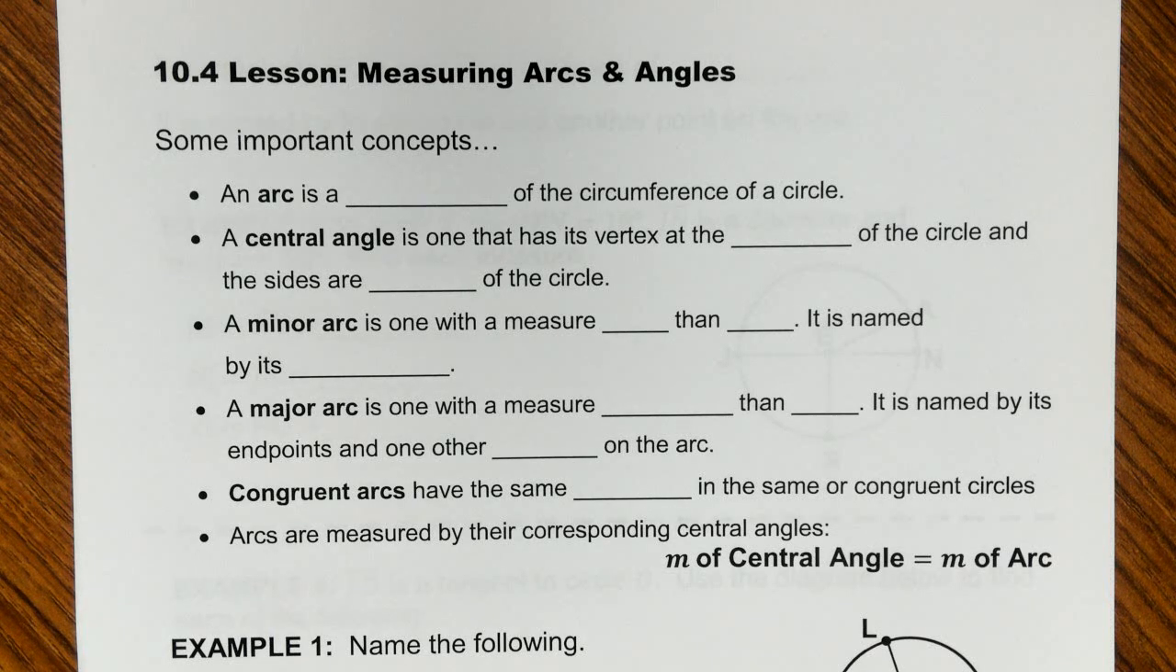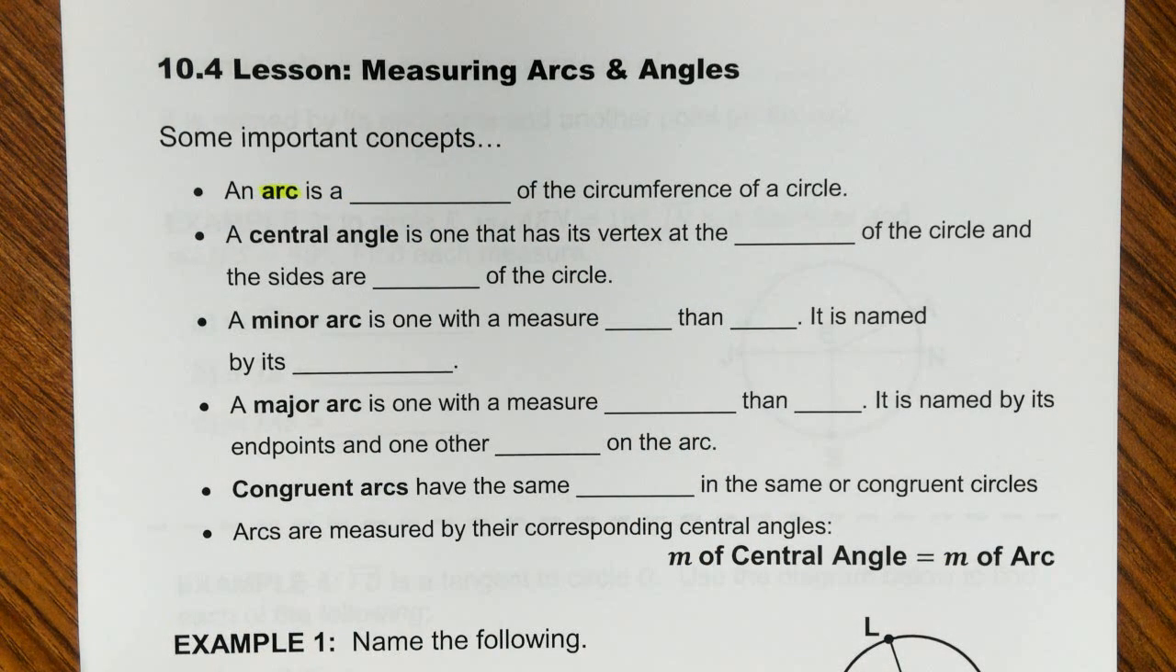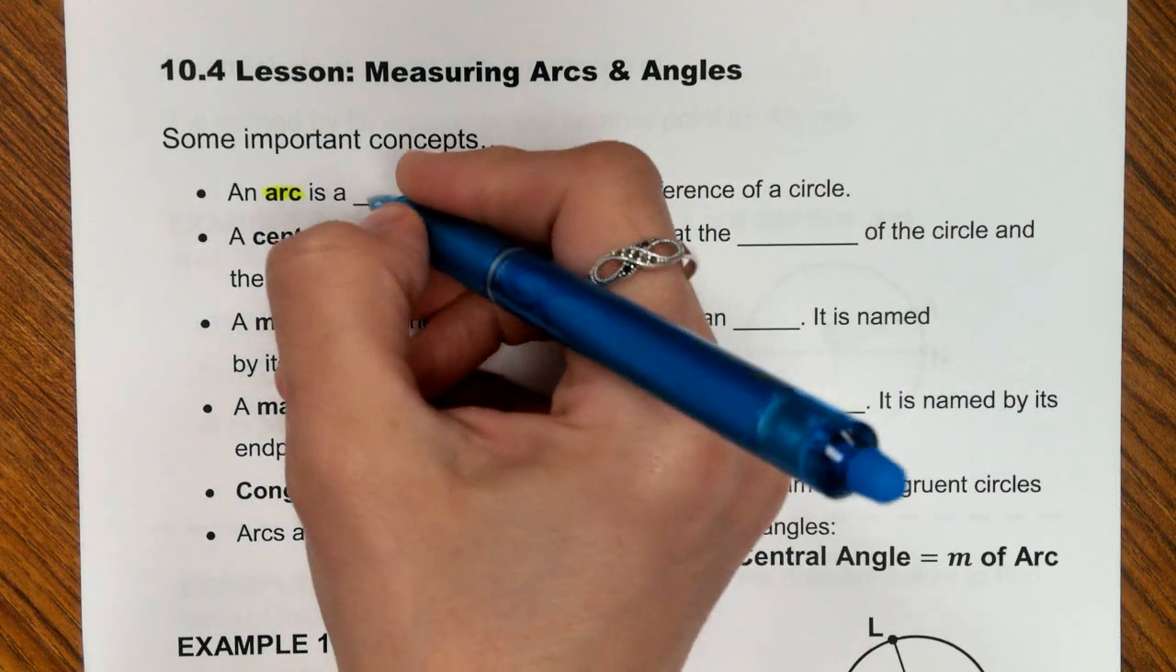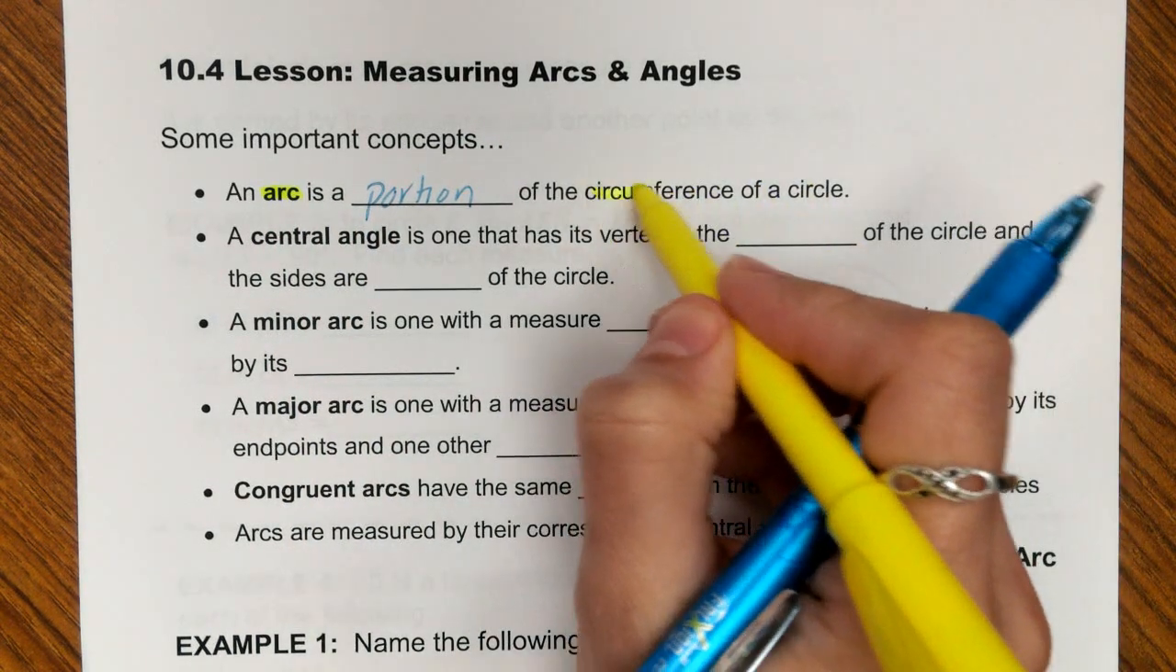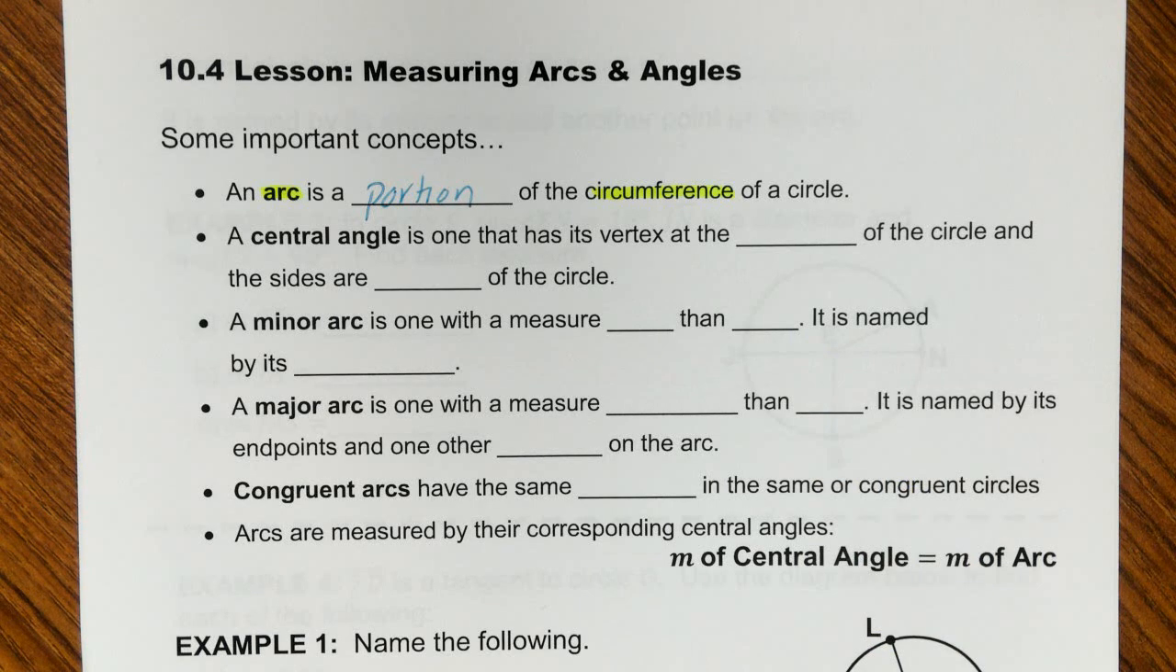All right, ladies and gentlemen, here's your 10.4 lesson video for measuring arcs and angles. So some important concepts that we first need to talk about here is going to be what an arc is. And an arc is going to be a portion of your circumference of a circle. Remember, the circumference is that circle around.